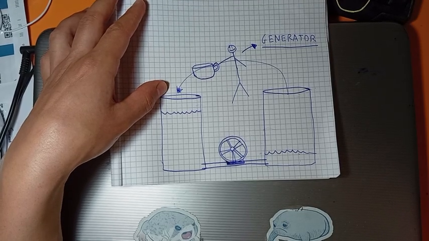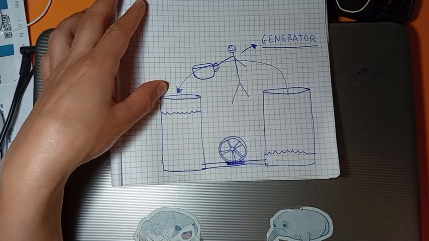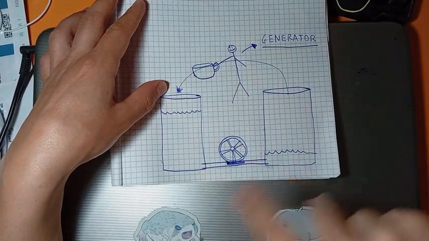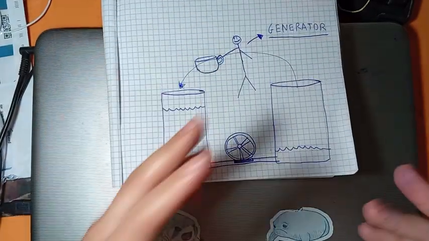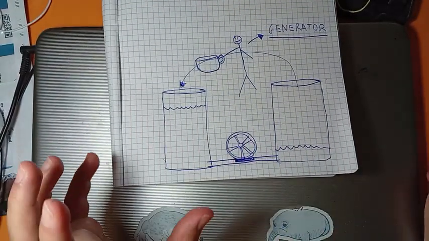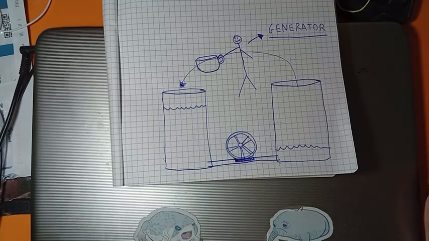Okay, but now we have understood what the difference of potential is and what a generator is. Now we have both concepts, and I hope this explanation is clear enough. I think these examples are easier to understand than talking about just electricity.